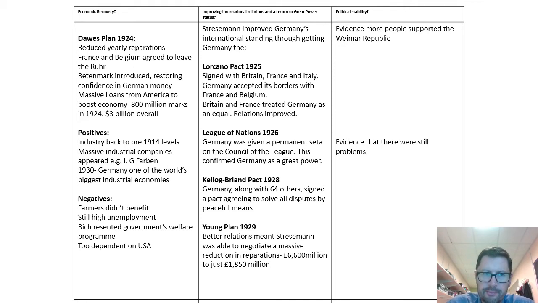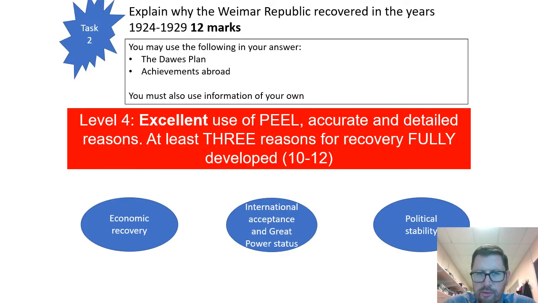the next slide. Okay, so we're going to do a 12-mark question, and this is a key question and you have to get it right because it could well appear on the exam paper. So the question is, explain why the Weimar Republic recovered in the years 1924 to 29 for 12 marks.